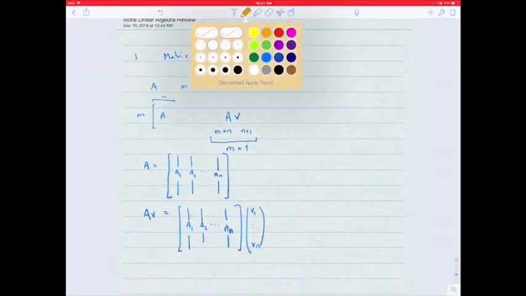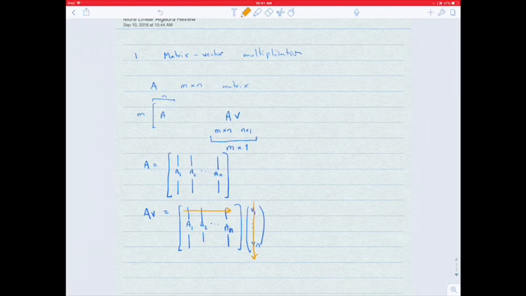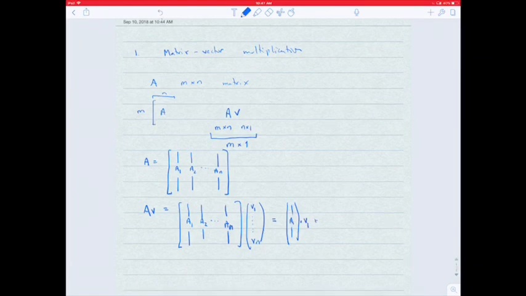Remember that matrix vector multiplication goes like that. So that means that this is equal to the column vector A1 times the scalar V1 plus the column vector A2 times the scalar V2, up to the column vector AN times the scalar Vn.